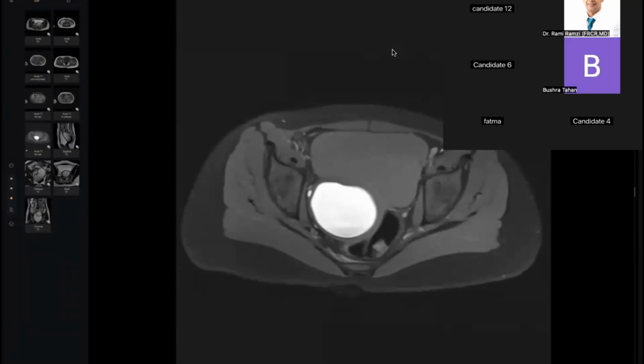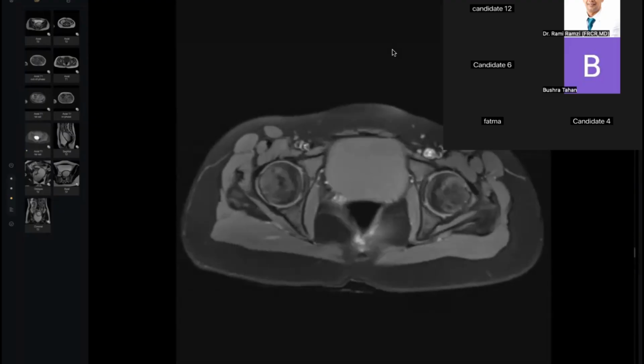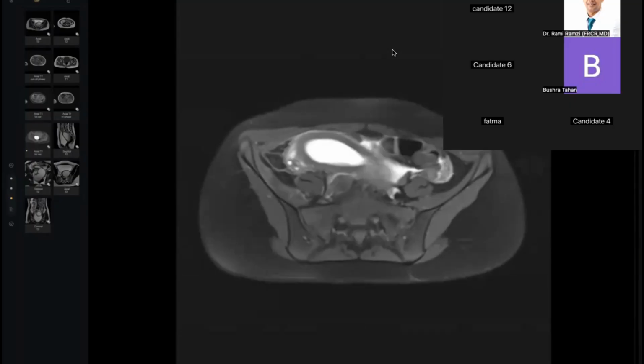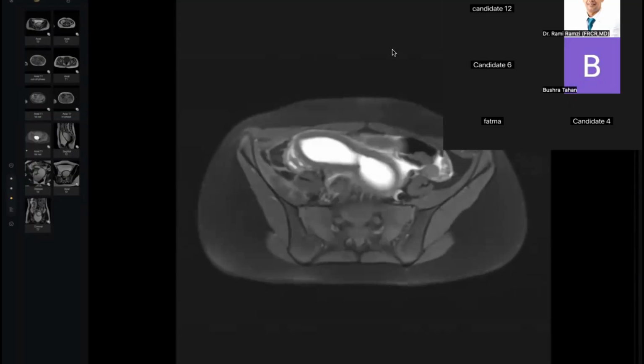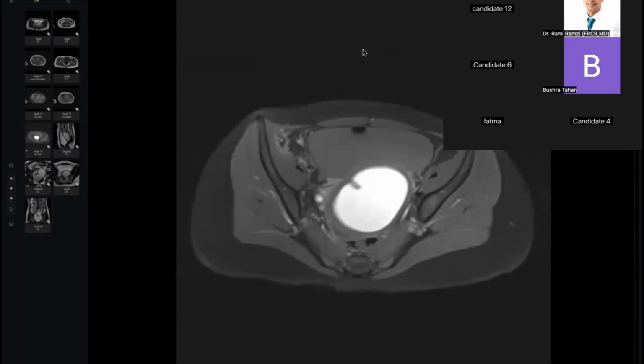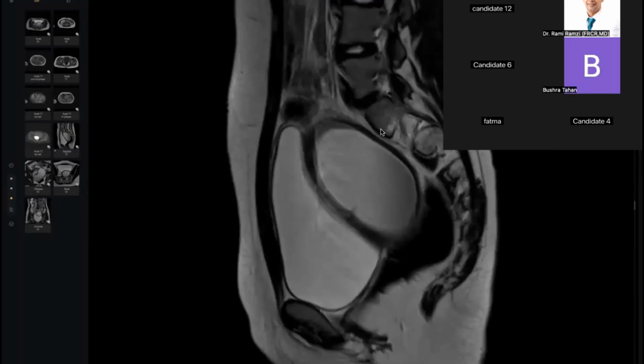Okay, it's not associated with the bladder. It's separate to the bladder, and it has fine thin septae. It seems to be of the right fallopian tube. It seems quite enlarged. I'm going to ask if I can see the sagittal reconstructions.